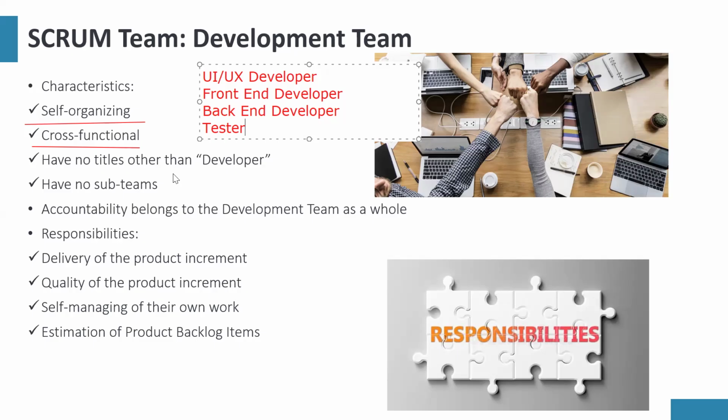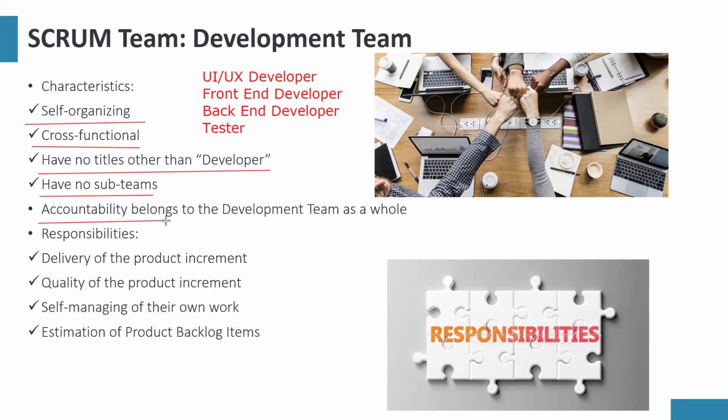Then they have no other titles than developer. They have no sub-teams. Accountability belongs to the development team as a whole. So the team is accountable for the work, right? Which means if something is going wrong, it's not John's fault. It's not John's fault that the software has not launched. It is our fault. Everybody's accountable. So that's how our development team should work.